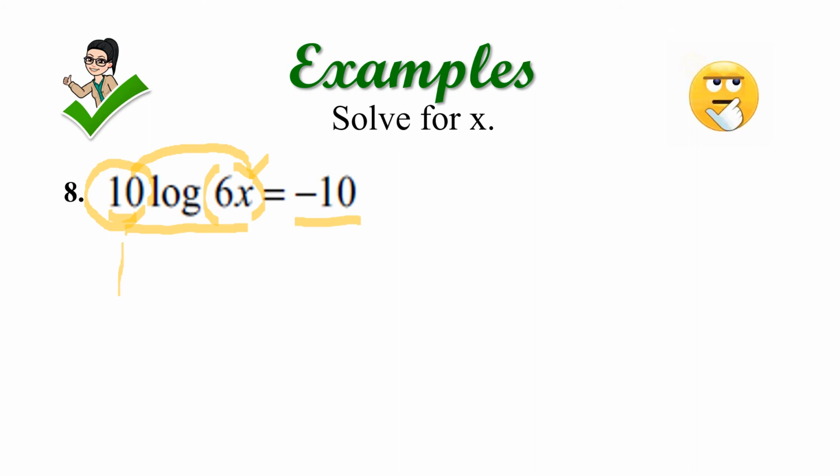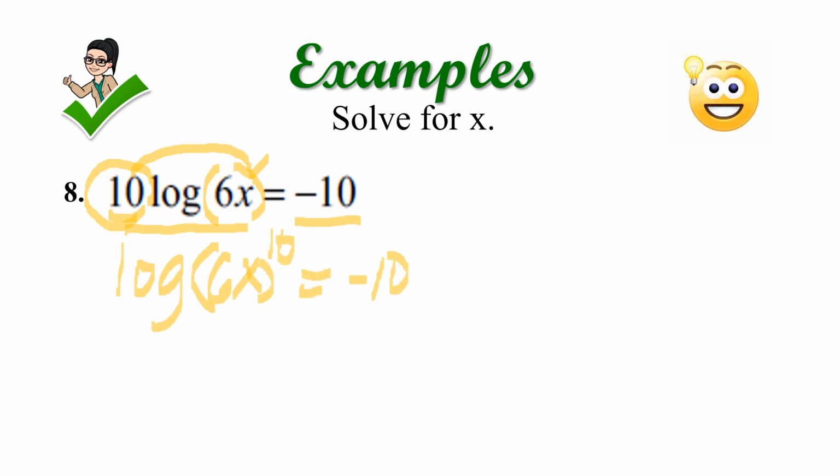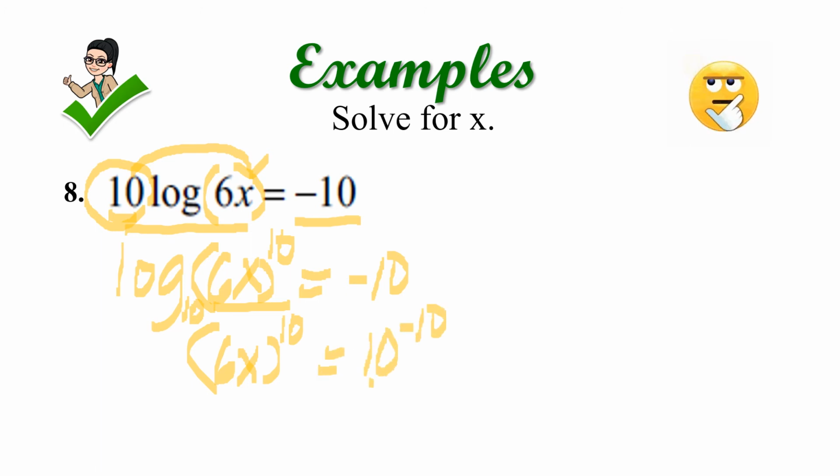So this will become logarithm of 6x raised to 10 is equal to negative 10. Next, understood that we have base 10 here, so simply copy 6x to the 10th power is equal to 10 raised to negative 10. This 10 came from here, and this one becomes the exponent. Next, let's simplify this. We have 6x raised to 10 equals 10 raised to negative 10.